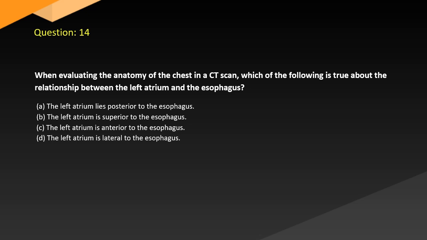Question 14. When evaluating the anatomy of the chest, which of the following is true about the relationship between the left atrium and the esophagus? A. The left atrium lies posterior to the esophagus. B. The left atrium is superior to the esophagus. C. The left atrium is anterior to the esophagus. D. The left atrium is lateral to the esophagus.